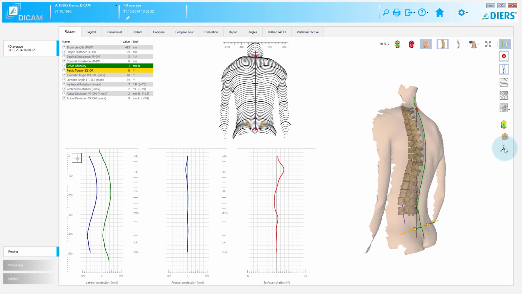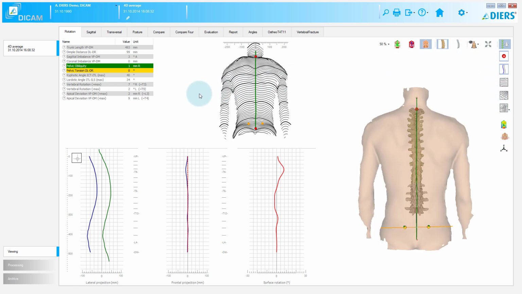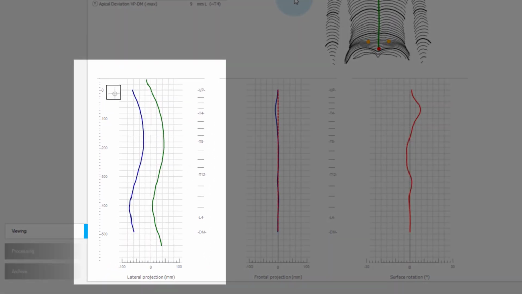The first result page tab opens an overview of all three recording planes. This is then how the selection of the graphs is compiled. On the left side is the lateral projection as an expression of the spine's course in the sagittal plane. The green line reflects the sagittal course of the spinous process line. The blue line is the line connecting the centers of the vertebral bodies.